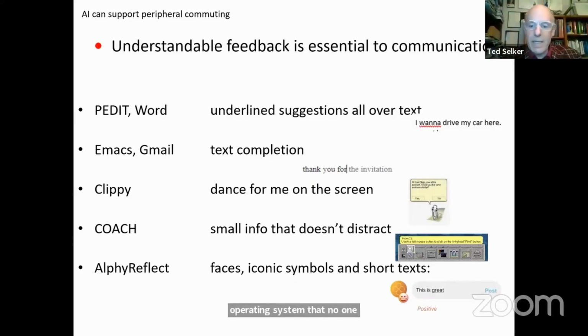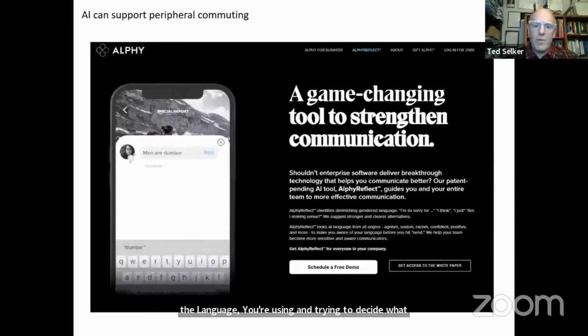So more recently, and in fact, right now, I'm working on something called Alfie Reflect. And we are watching as you're doing your work, and we're watching the language you're using and trying to decide what another person might think of what you're saying. So let's go into that a little bit more. This is an example of using Alfie Reflect in this Alfie app, where if a person said men are dumber, it says inclusive, and it has this icon that's a man and a woman.